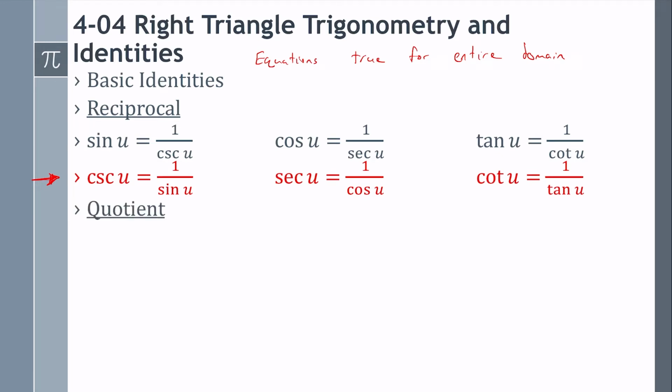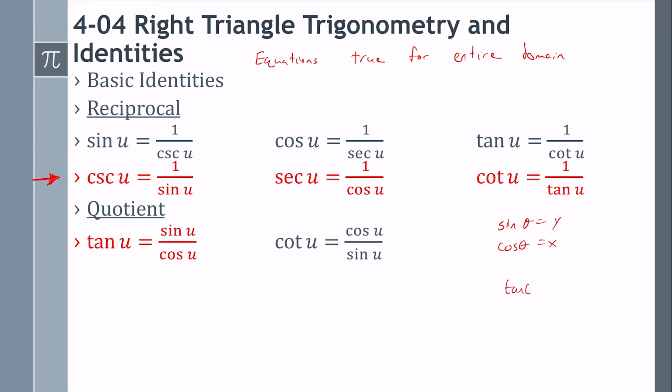We also have quotient identities. See, these come from, if we remember the unit circle, sine is y and cosine is x. Tangent was y over x. Therefore, tangent is sine over cosine. And then cotangent is the reciprocal.